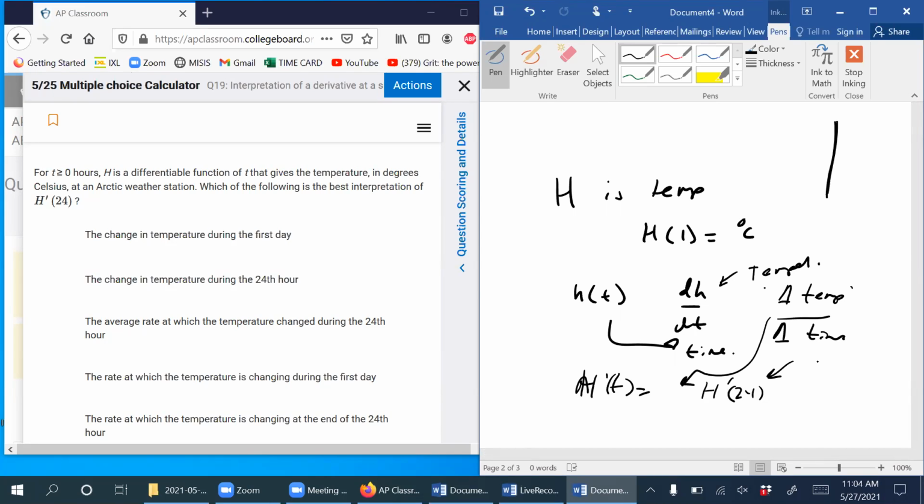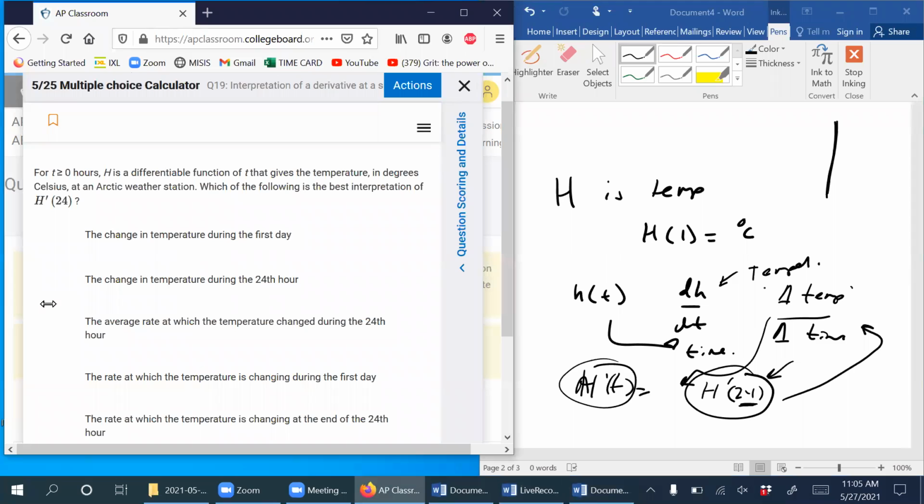Okay, so let's say the first one, a change in temperature during the first day. Nope, though it's 24 hours, this is just the rate of temperature at this one point. The change in temperature during the 24th hour, that looks like the answer. The average rate, this is not the equation for average derivative. Here is the exact value, the instantaneous rate. The rate at which the temperature is changing during the first day, nope. The rate at which temperature is changing at the end of 24 hours. It's not at the end of the 24th hour, just at the 24th hour. The rate of change, so it's either the first one or the last one. Why does it say at the end of the 24th hour?